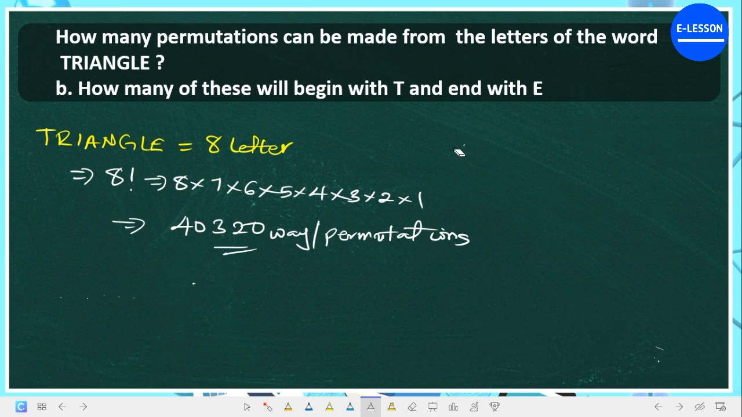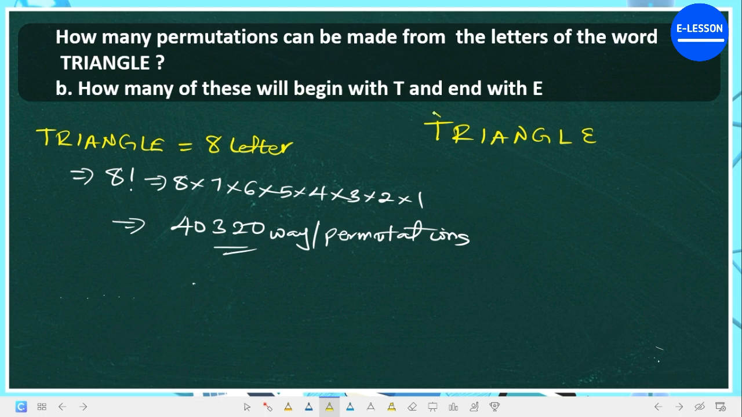Now, for us to achieve that, write out triangle again. Now if they say how many of these will begin with T and end with E, the question I want to ask you is, what did we say permutation is talking about? We said permutation is talking about the number of possible arrangements. So if you have a fixed position for any of the letters, it means that those letters will not be arranged. Are we getting it now?